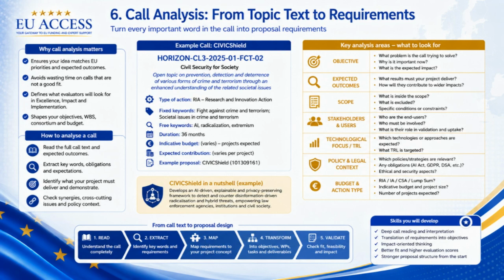The purpose is not to make Civic Shield the subject of the whole masterclass, but to show how a real call can be translated into a proposal concept. In this example, the call logic is translated into keywords such as fight against crime and terrorism, societal issues, AI, radicalization, extremism, hybrid threats, disinformation, law enforcement, civil society, trustworthy AI, GDPR, DSA, and AI Act compliance. Participants learn how these keywords later shape objectives, WBS, consortium roles, and evaluation evidence. Participants learn keyword extraction, call interpretation, and requirements mapping.